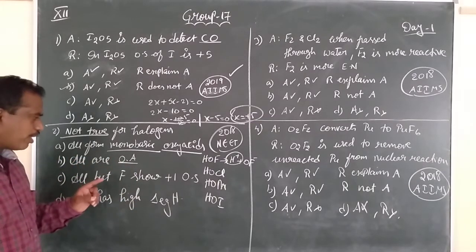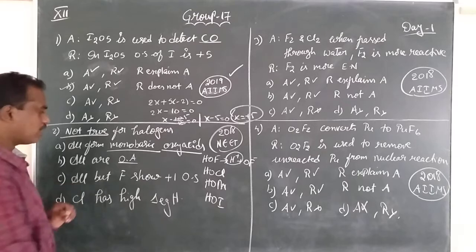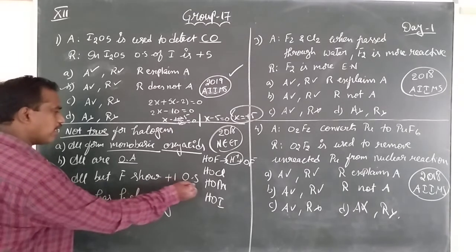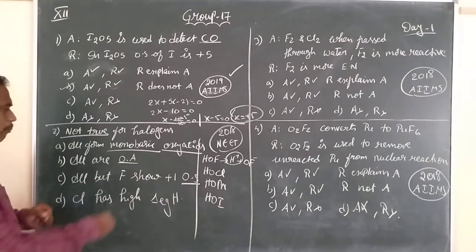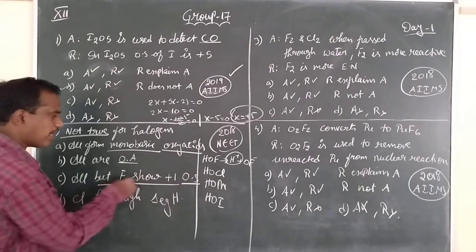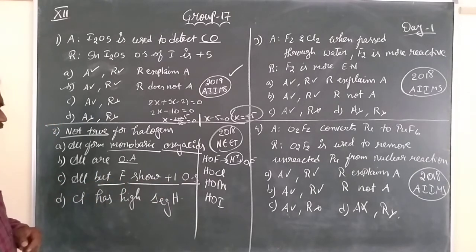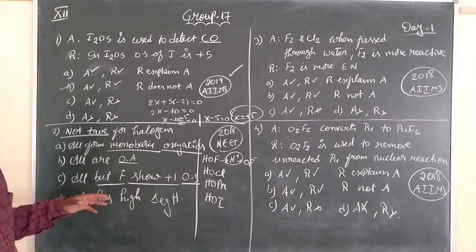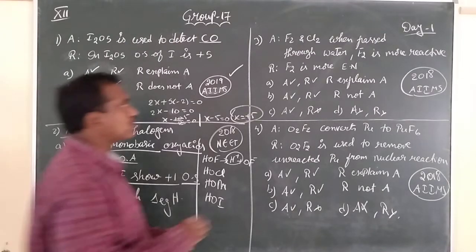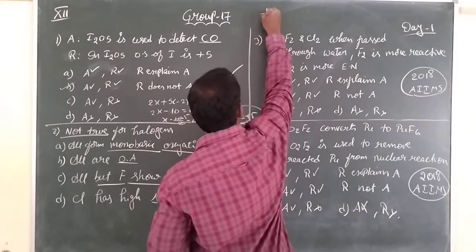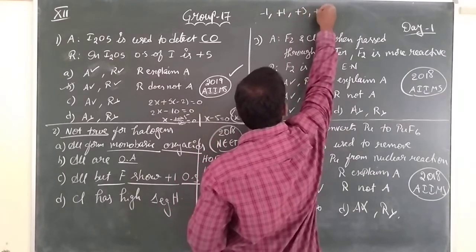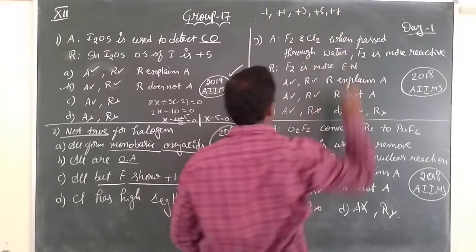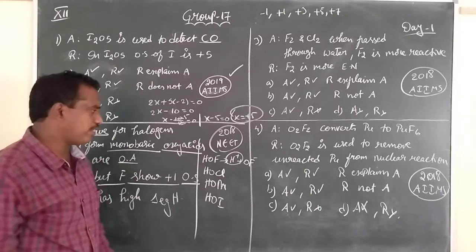All but fluorine show +1 oxidation state. Here OS means oxidation state. All but fluorine show +1 oxidation state. See children, what are the oxidation states of the group 17 elements? The oxidation states of the group 17 elements are -1, +1, +3, +5 and +7.